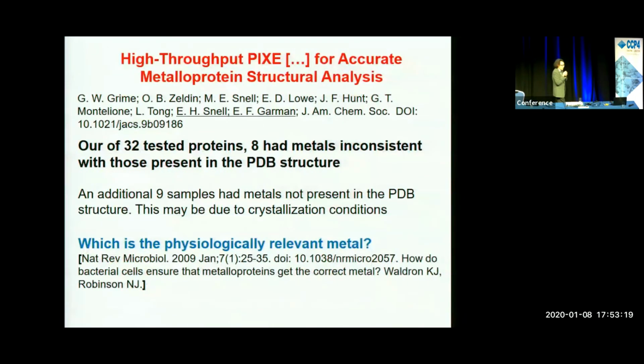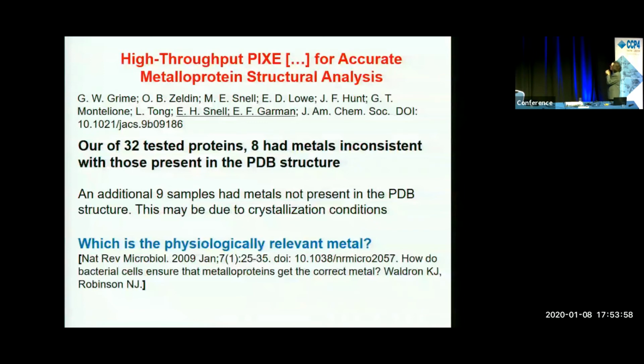Now, I just want to mention a paper that's been published by a completely independent team, where they reanalyzed by using PIXI 32 structures that were deposited in the PDB by the Structural Genomics Initiative in the US. And they checked using PIXI whether the metals that they saw in the samples, so they produced the sample anew, matched the metal that was present in the deposited PDB structure by the Structural Genomics Consortia.